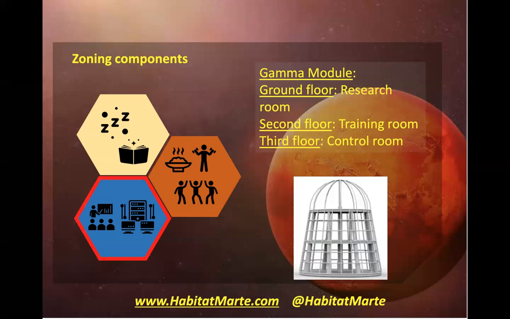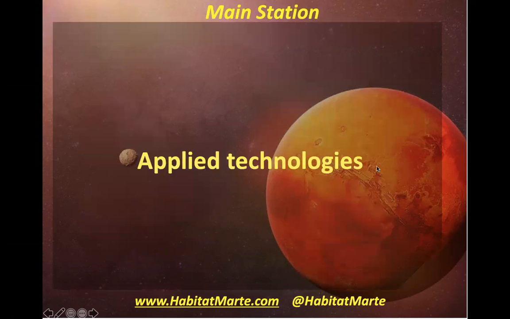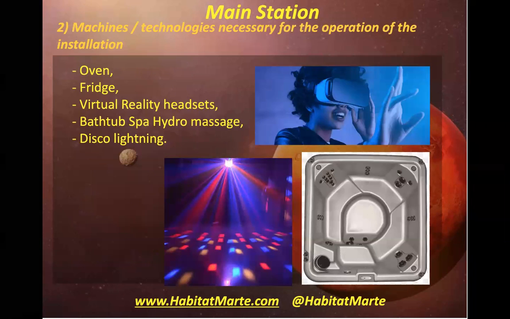The third model is the gamma. On the ground floor will be operating the research room, the second the training room, and third the control room. And then some applied technologies that we imagine for space. We also will be writing here the communication technologies. We'll be adding here.